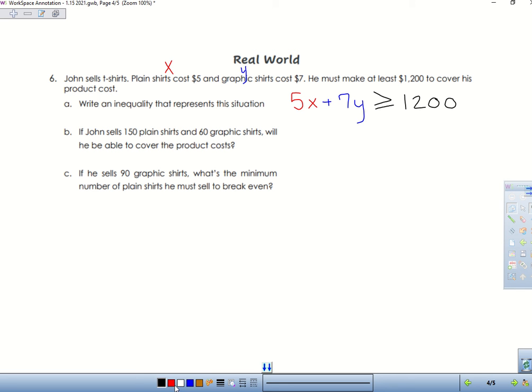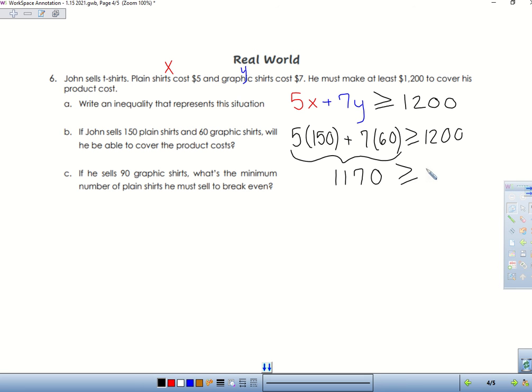So the next question says, if John sells 150 plain shirts and 60 graphic shirts, will he be able to cover production costs? How could we figure this out? 5 times 150 and 7 times 60. Good. You would plug those values in for x and y and test it out. And this is something in real life that when companies are trying to figure out prices and production, they have a formula that they actually plug in to ensure that it does come out.